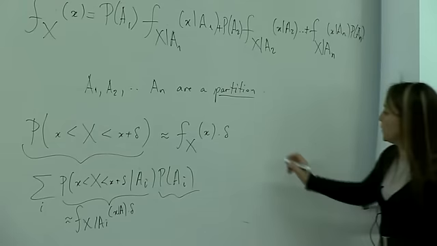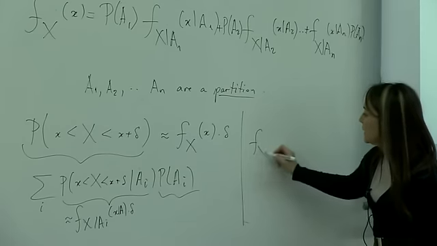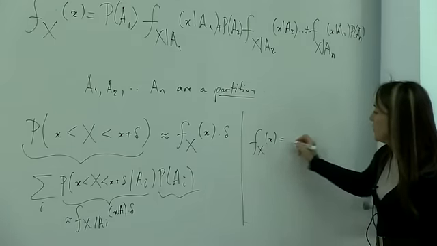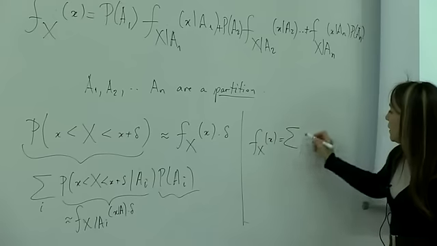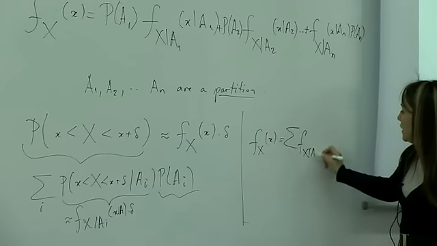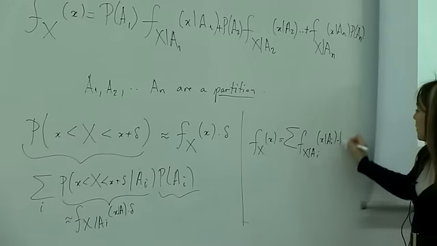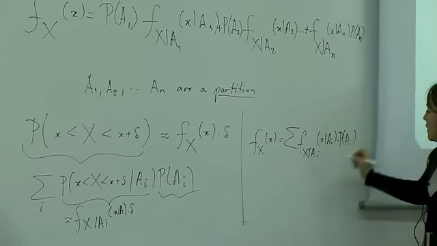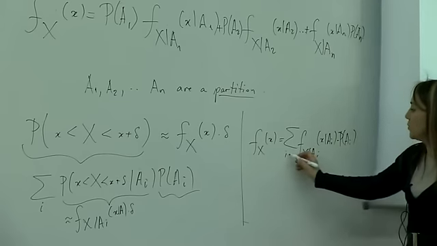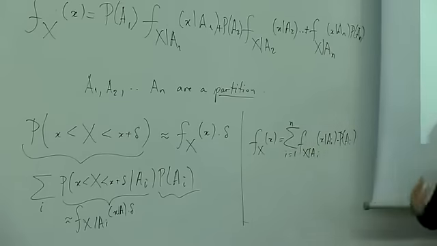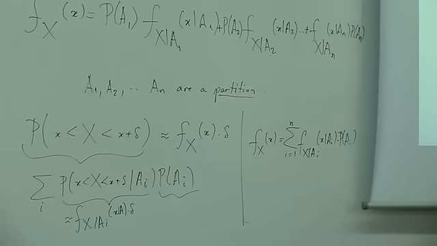Let me rewrite it here. f_X(x) can be found by the sum of f_{X|Ai}(x|Ai) times the probability of Ai, with i from 1 to n. The Ai are a partition of the sample space. What are they? They are disjoint sets, and together they make up the whole sample space.